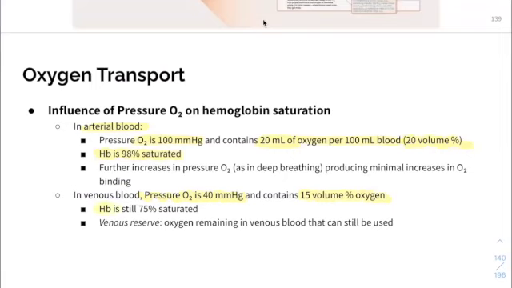But here's the interesting part. Hemoglobin is still about 75% saturated at that point. That oxygen that's still bound to that hemoglobin in our veins, it can still be transported out to the tissues. It can still be used. Our arteries or our capillaries aren't the only place the gas exchange actually happens. It'll still happen in our veins because our veins travel through tissues.